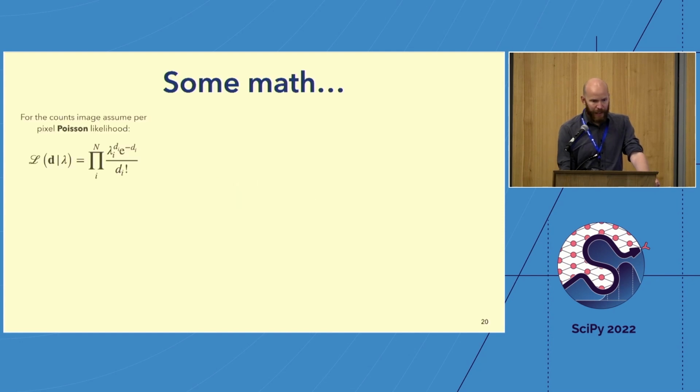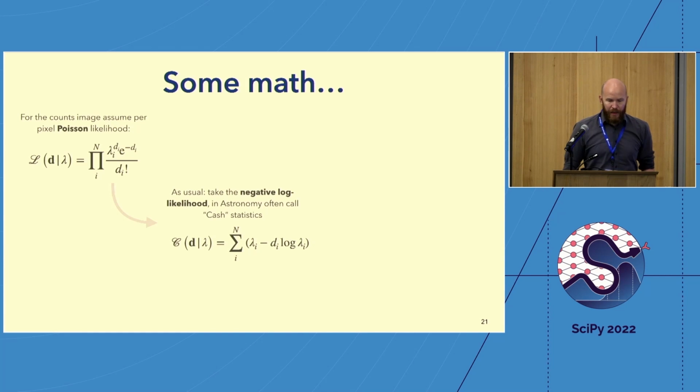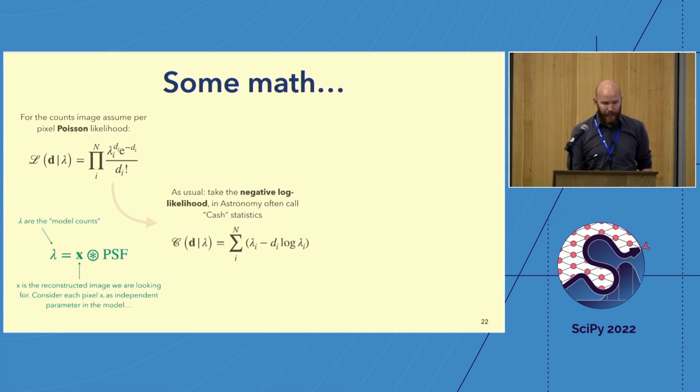Or inference method. This requires just a little bit of math. So for the counts image, one assumes a per pixel Poisson likelihood. This is what's given here, and then one can define the total likelihood just by multiplying all likelihoods across all pixels. And then as usual, one just takes the negative log likelihood. In astronomy, one ends up with a statistic that is sometimes called Cash statistics. And D in this case is just the data, so these are the counts that we've measured.